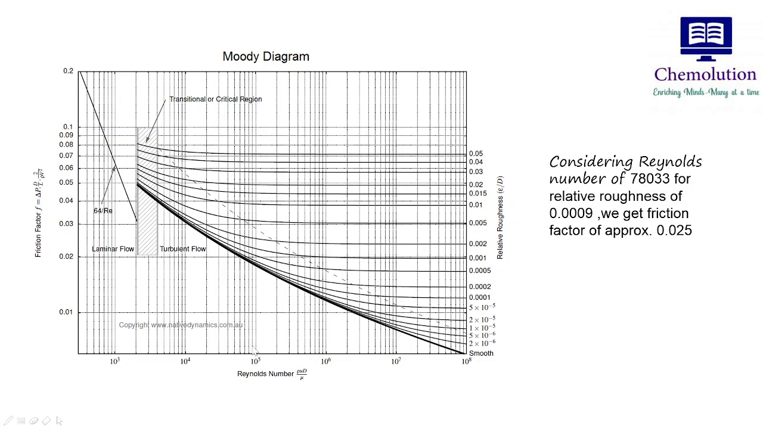78,033. When you plot this, it comes somewhere around here. You can find that the friction factor is 0.025. So 0.02 is here, and somewhere here the two lines coincide with each other. So we get the value of f from Moody's diagram, which is 0.025.